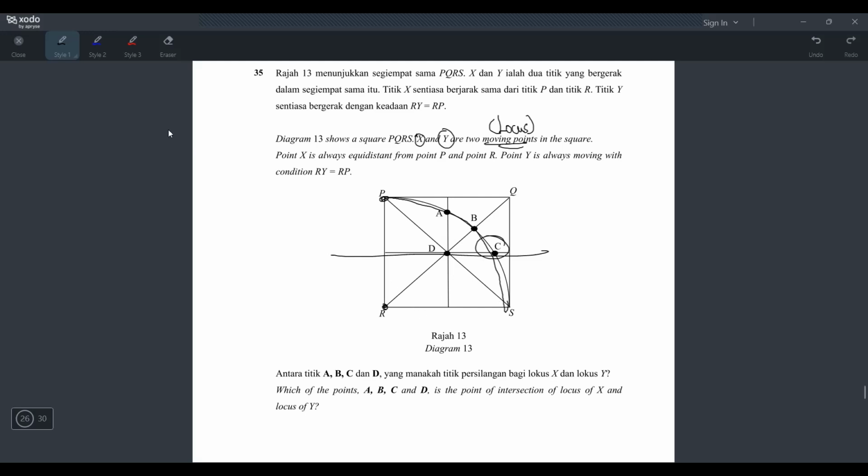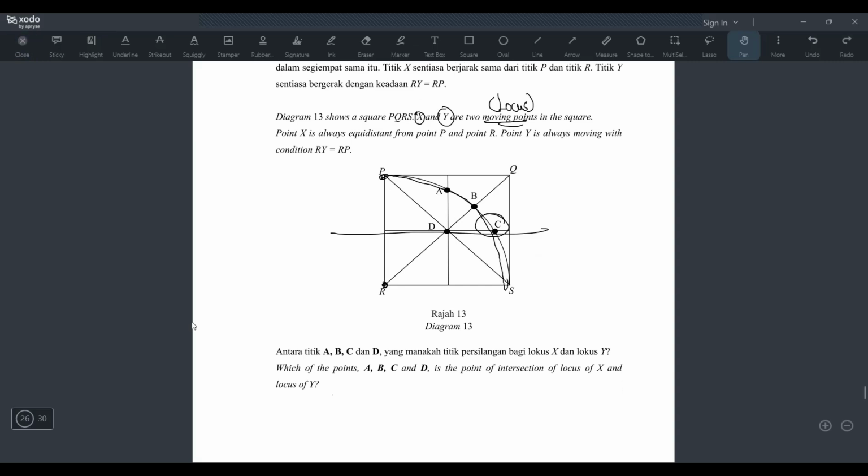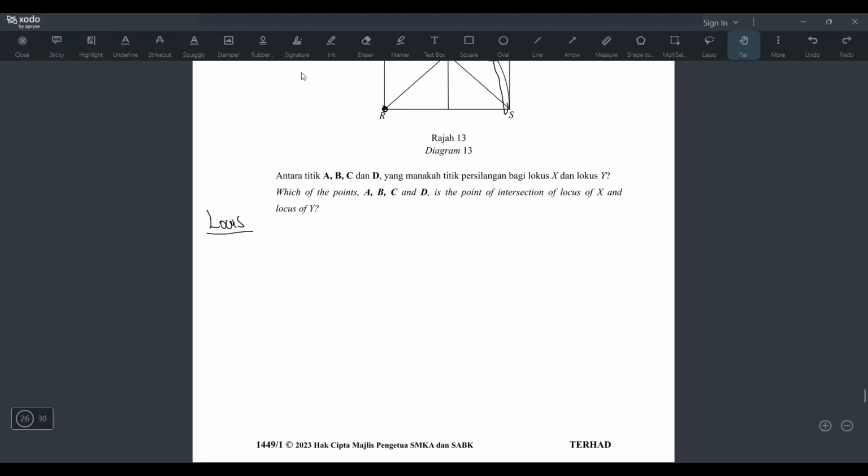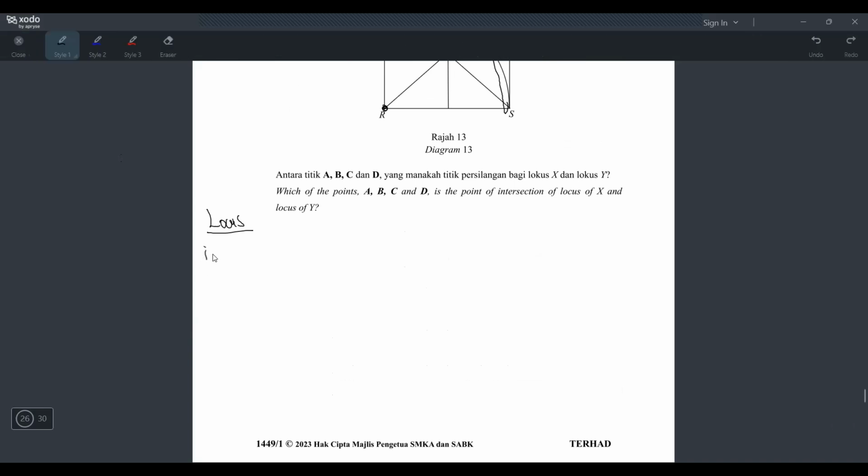But I think I have to explain a bit, because if I just do it like this, some students might not understand. So let's talk about locus. I divided it into a few types. The first type of locus, they give you 1 point. Second type, they give you 2 points. The third type, they give you 1 line. And then the fourth type, they give you 2 lines.